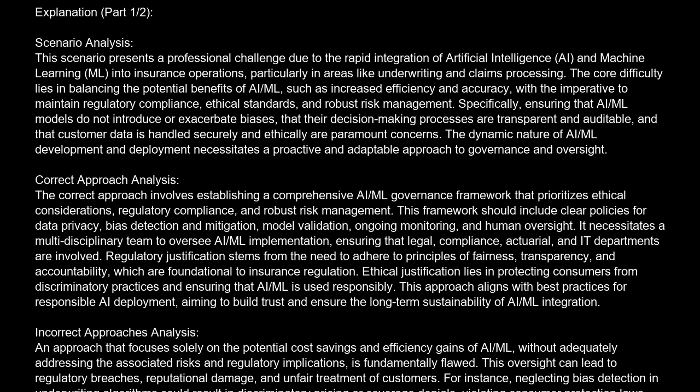Specifically, ensuring that AI/ML models do not introduce or exacerbate biases, that their decision-making processes are transparent and auditable, and that customer data is handled securely and ethically are paramount concerns. The dynamic nature of AI/ML development and deployment necessitates a proactive and adaptable approach to governance and oversight.